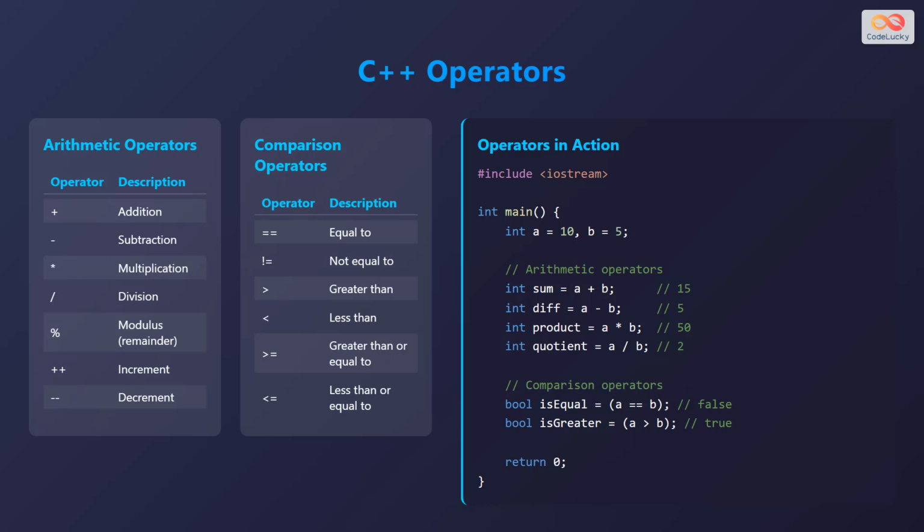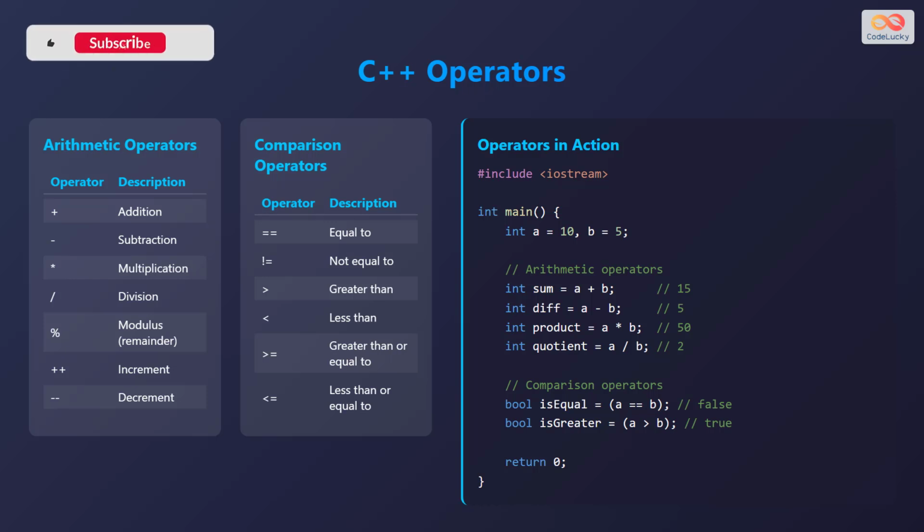Next, we have comparison operators. Double equal sign checks if two values are equal. Exclamation mark followed by an equal sign checks if two values are not equal. Greater than sign checks if one value is greater than another. Less than sign checks if one value is less than another. Greater than or equal to checks if one value is greater than or equal to another. Less than or equal to checks if one value is less than or equal to another.